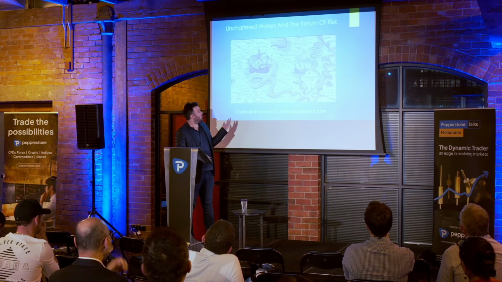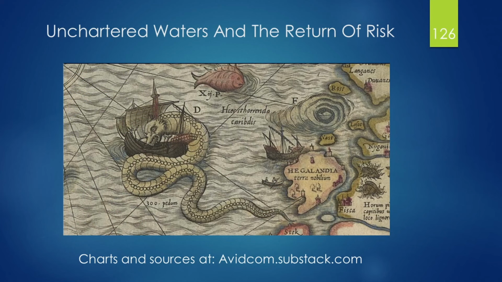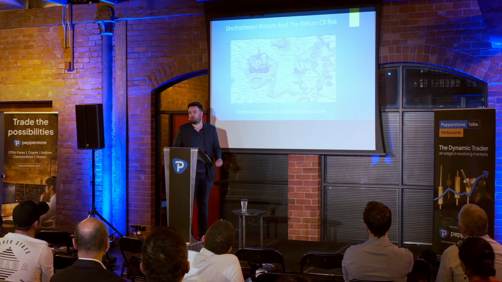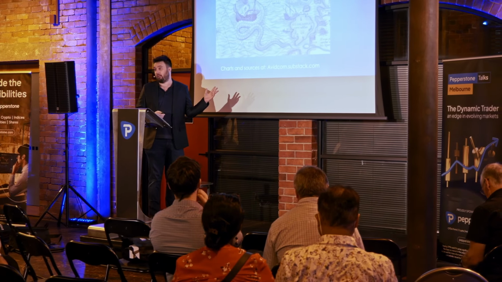Today's little presentation I put together is Uncharted Waters and the Return of Risk. For the longest time, we've really been playing with training wheels, shall we say. We've had the Fed put. If the market goes down far enough, the Fed will step in, they will save us. They will defend growth because inflation doesn't matter. And for the longest time, that's been true, because inflation has been low and it's given the Fed and other central banks around the world carte blanche to basically just do what they want.